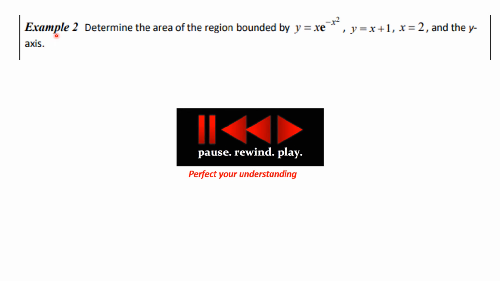Here's another example. Determine the area of the region bounded by y equal x times e to the x squared. That's actually y is equal to x e to the minus x squared, y equal x plus 1, x equal 2, and the y-axis. You know what to do. Let's see how you did.